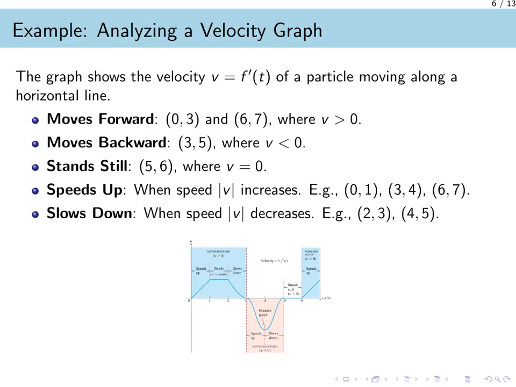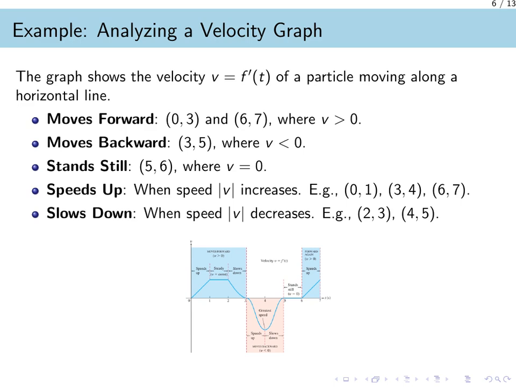A particle moves forward when velocity is positive, like in the interval from 0 to 3. It moves backward when velocity is negative, as we see from time 3 to 5, and stands still when velocity is 0. Next, to see if the particle is speeding up or slowing down, we look at its speed, which is the absolute value of velocity. The particle speeds up when the graph moves away from the horizontal axis. For instance, from time 3 to 4, as it becomes more negative, and slows down when the graph moves towards the axis, like from 2 to 3.